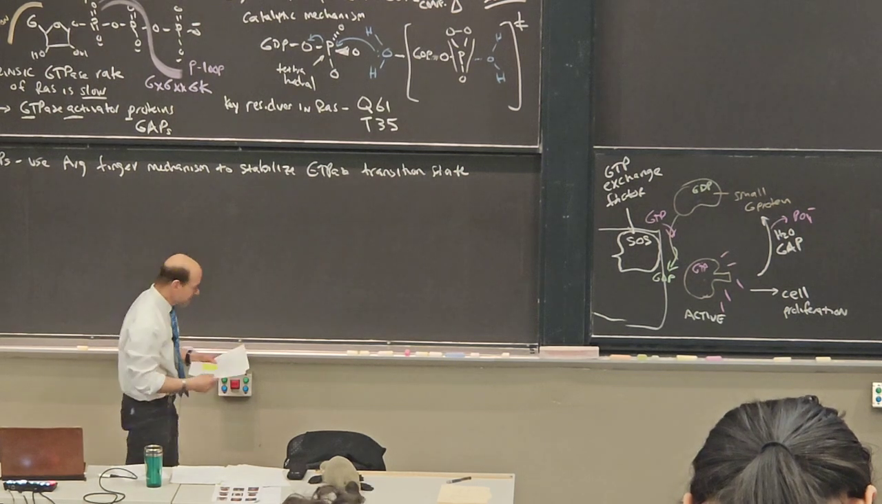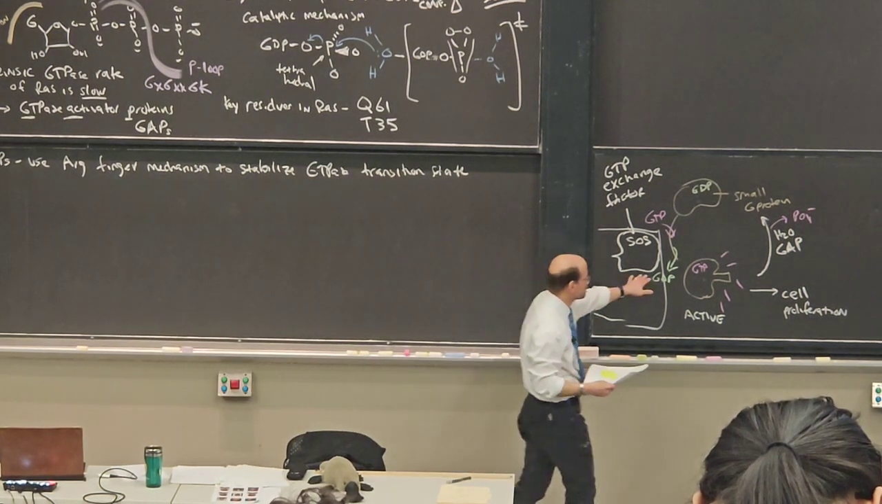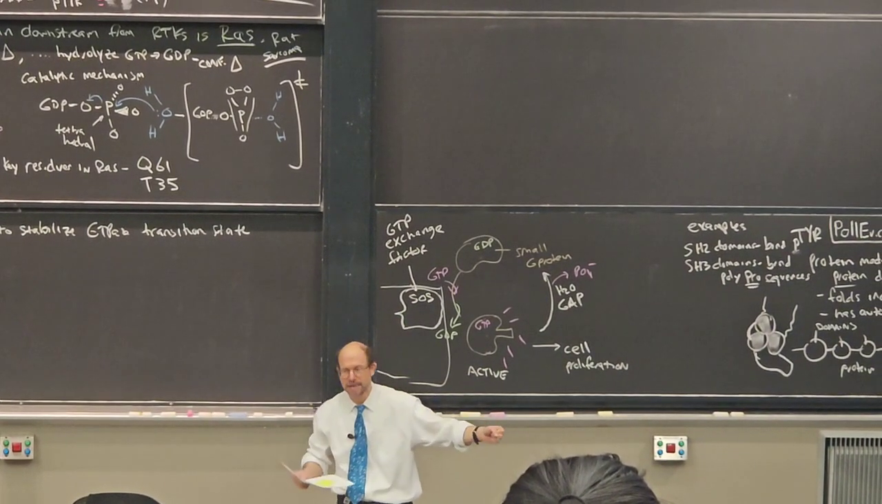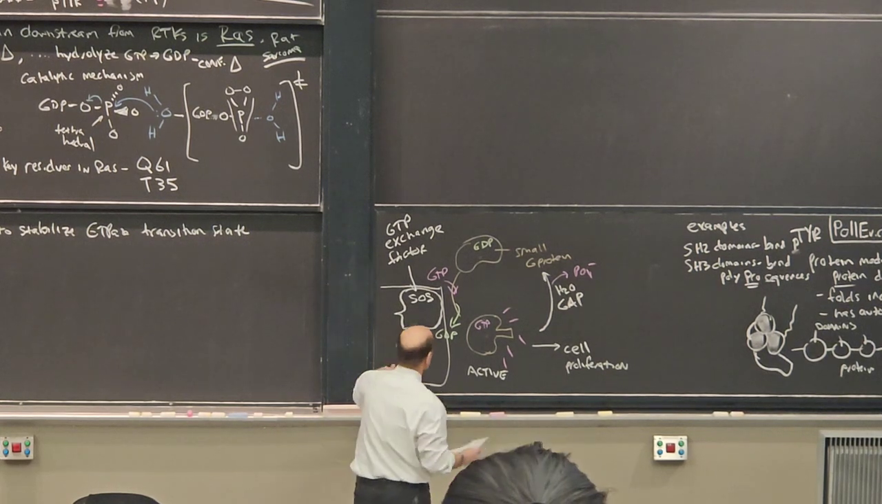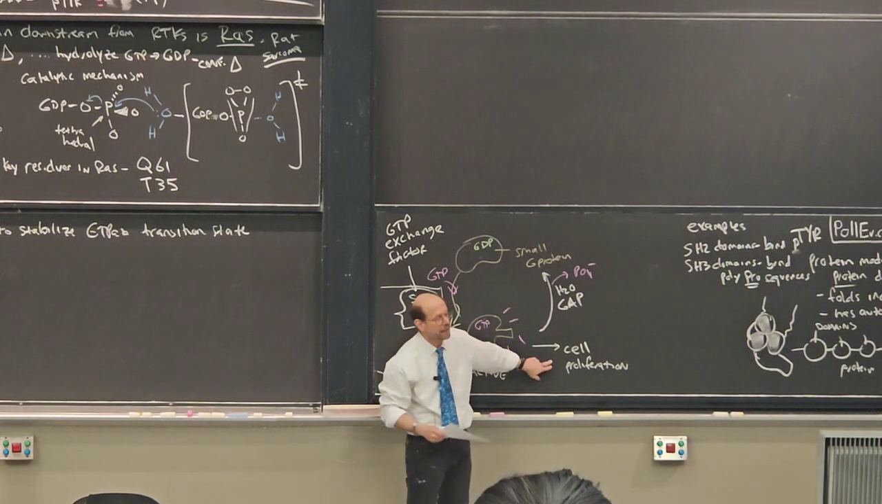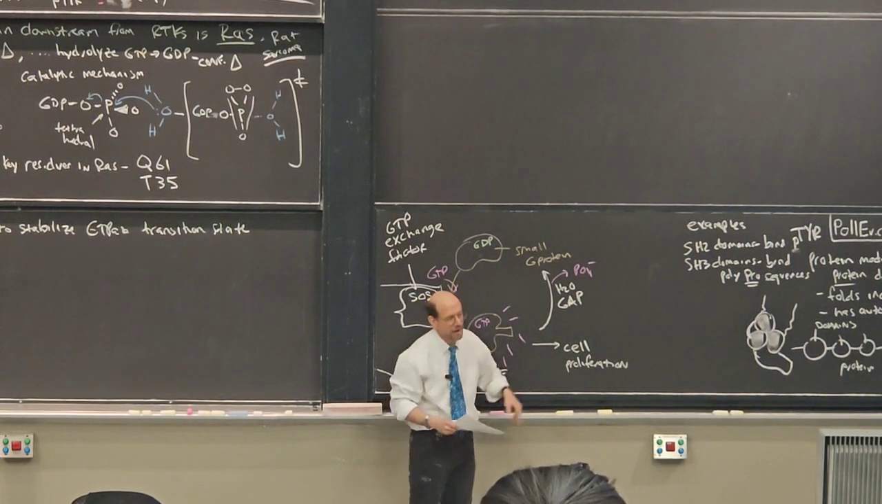Now, let me ask you, what would happen if RAS got stuck in this GTP bound form? What if RAS couldn't hydrolyze that GTP anymore, right? It would stay stuck in that one state. What signal would that be saying? That would be saying proliferate, proliferate, proliferate.